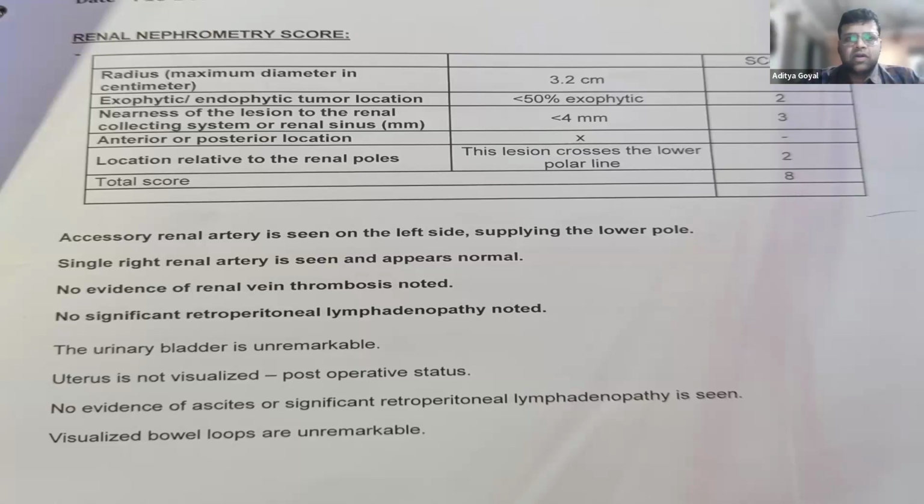SBRT has been described for small renal masses as well. Is it as good as surgery? No, sir. Then what is the outcome or how does it help? It is one of the ablative therapies, but it is not compared to cryotherapy or ablative therapy. It is compared to partial nephrectomy.